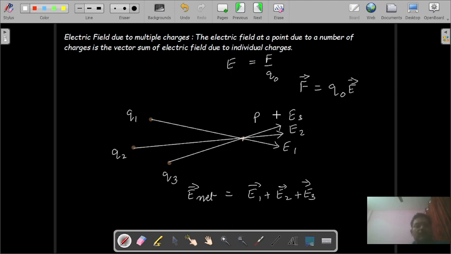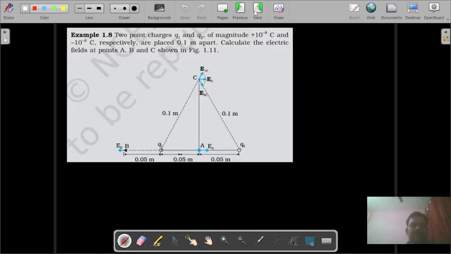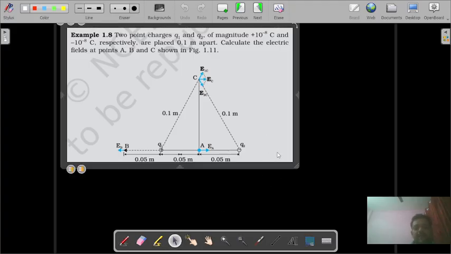Now we'll do an example and find out the electric field due to a number of charges at a given point. So see, 2 point charges q1 and q2 of magnitude plus 10 into 10 to the power minus 8 coulomb and minus 10 to the power minus 8 coulomb respectively are placed 0.1 meter apart. Calculate the electric fields at points A, B and C as shown in the figure.